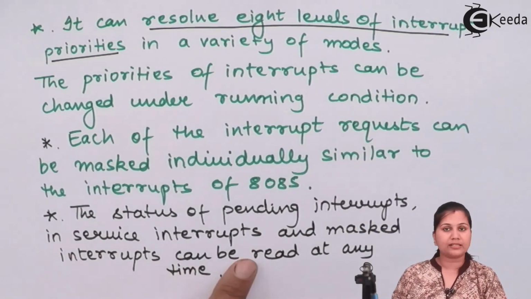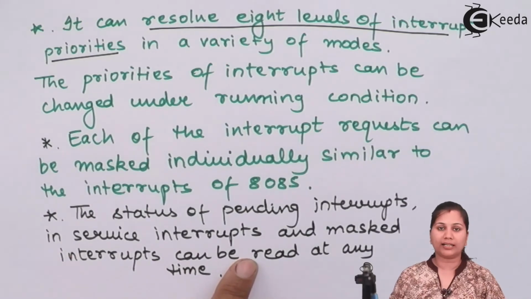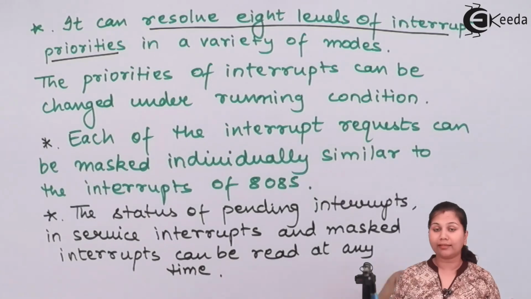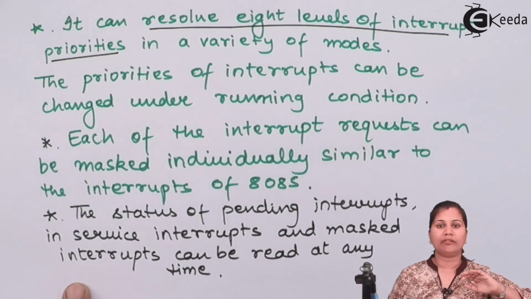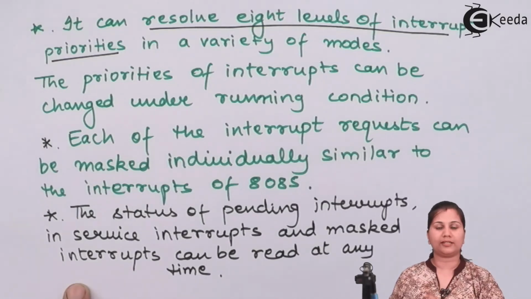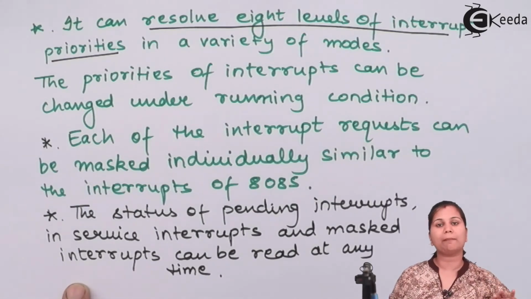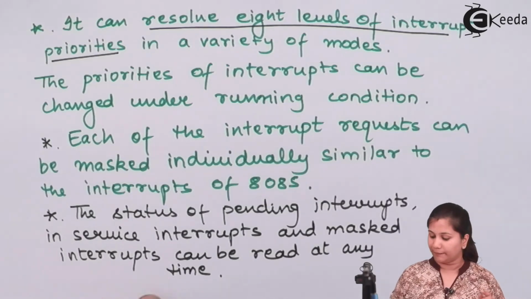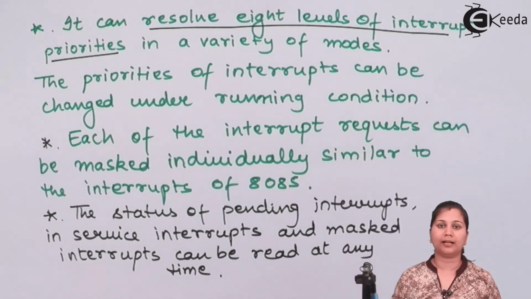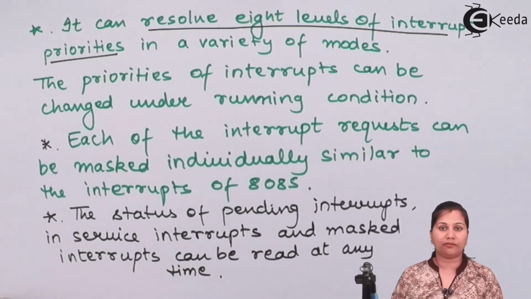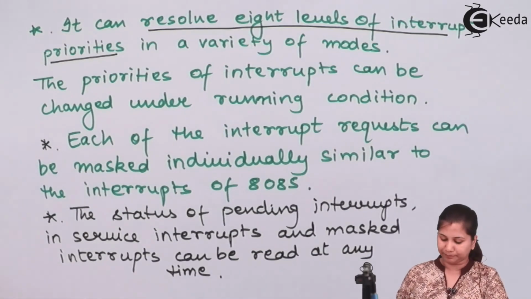So the status of pending interrupts, or in-service interrupts, means the interrupts which are currently being executed by the microprocessor, and the masked interrupts, the interrupts which are masked, so that when the first is executed, then the second will be executed. Those interrupts are masked interrupts. They can be read at any time by the microprocessor, and that is one of the features of 8259.